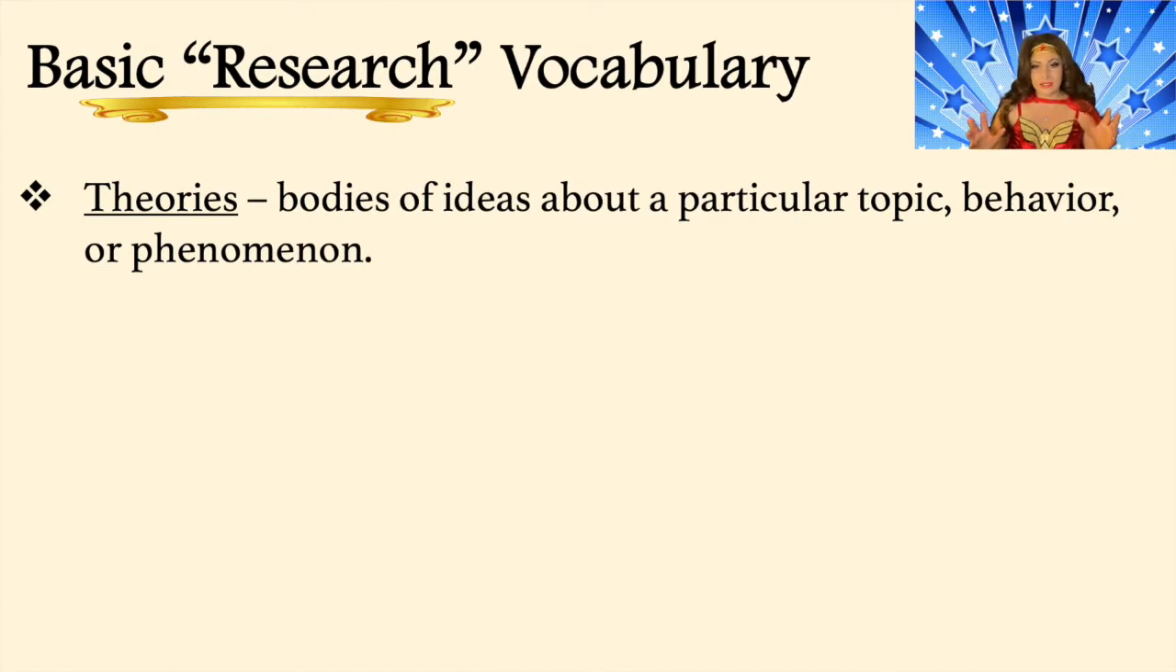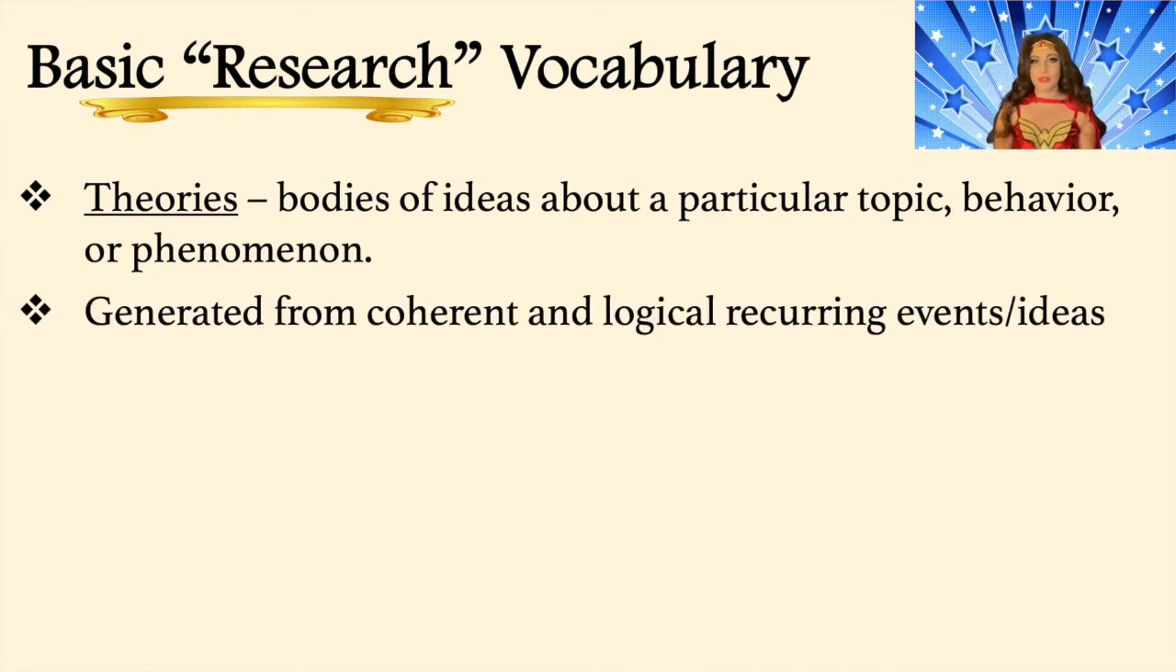And the reason we use theories is because theories are relative to a particular topic, behavior, or phenomenon. And these theories are generated from coherent and logical recurring events and ideas. Recurring means that they happen over and over again, similarly to how a law would happen over and over again. However, there are definitely exceptions when we apply certain things to human behavior, the human brain. And so because people are so very different from each other, these recurring events don't occur 100% of the time. So we can't call them laws, but what we do is call them theories.